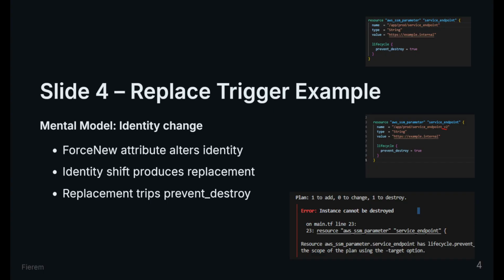Changing a ForceNew attribute changes identity from Terraform's perspective. That identity change produces a replacement, which produces a destroy, which trips prevent destroy.